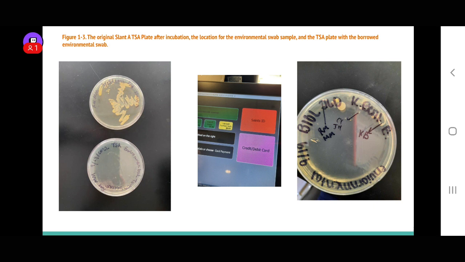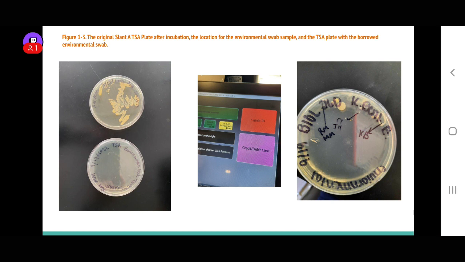The original slant A TSA plate after incubation, alongside our original environmental swab, can be seen on the left side of this slide. As you can see, the TSA plate on the top is the slant A, where we did have successful culturing of bacteria that we could extract from.